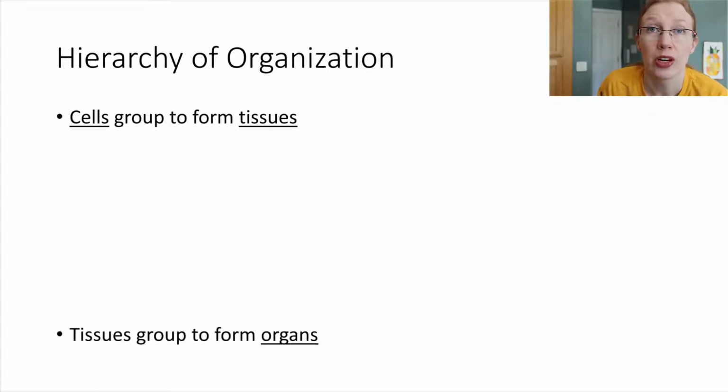So cells ordinarily, in animal bodies, would be arranged into what we would call tissues. So that's our first level of hierarchy. Cells group together to form tissues, and then we'll define a tissue in just a minute. Those tissues can group together to form organs. So examples of organs would be things like the heart. The heart is an organ. The liver is an organ. Your skin actually is an organ.